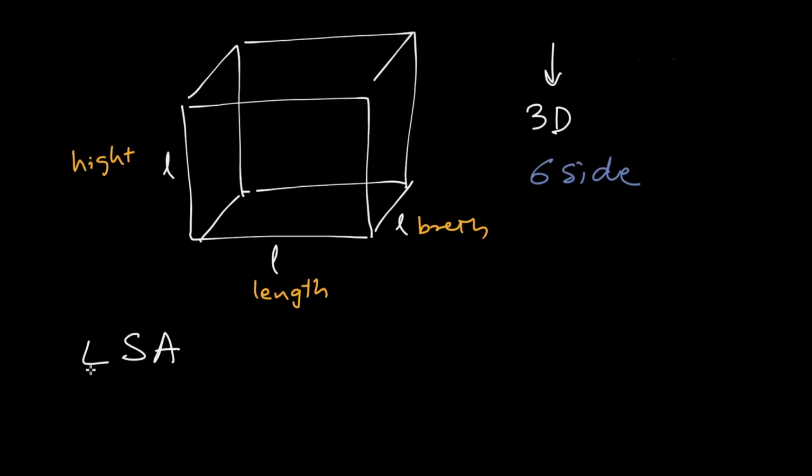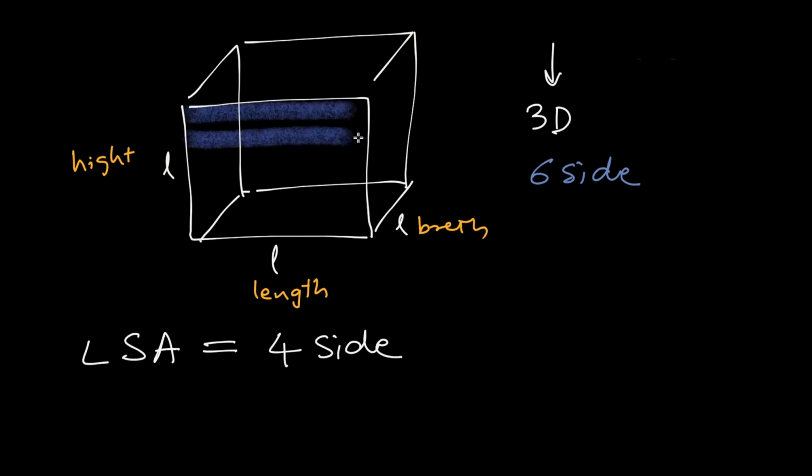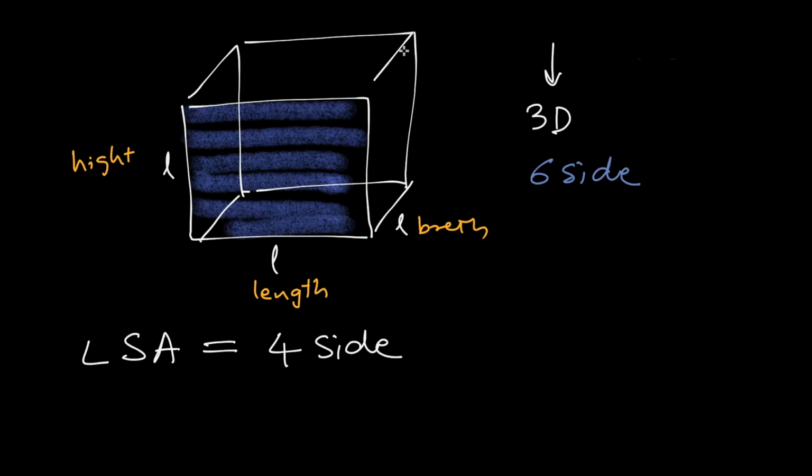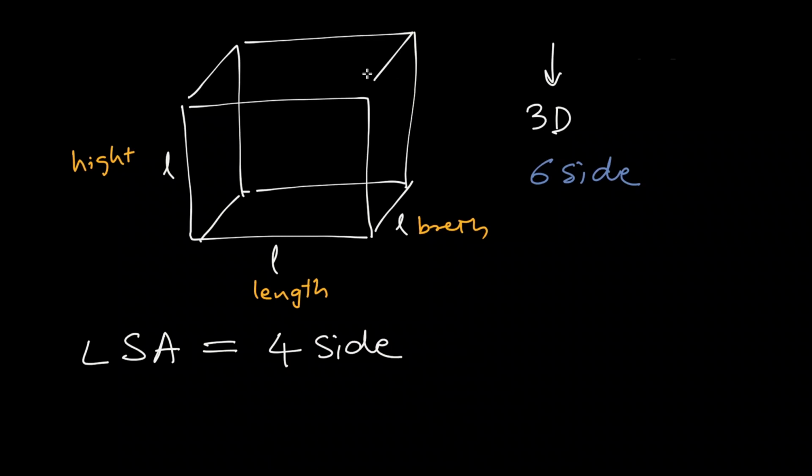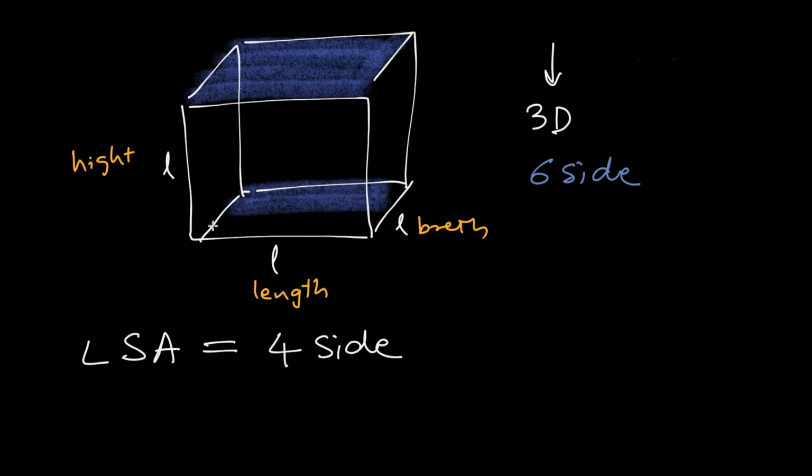Lateral surface area is called LSA. If you include only the 4 sides, what are those 4 sides? The front side, back side and these 2 sides. If you include these, you'll have only four sides to be considered in the lateral surface area. This is your first side and the back side. Now we'll see which two sides we are not going to take. The top side and the bottom side we are not going to take. This makes the lateral surface area.